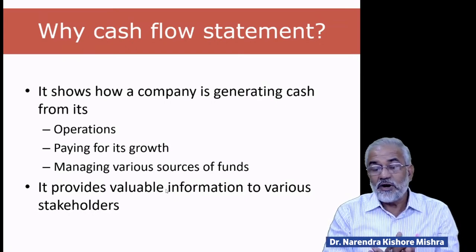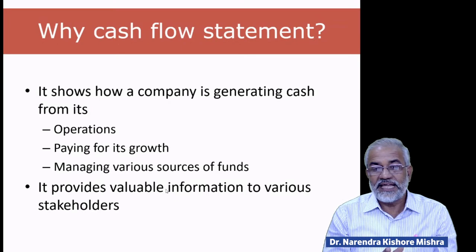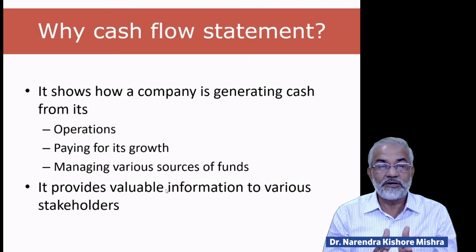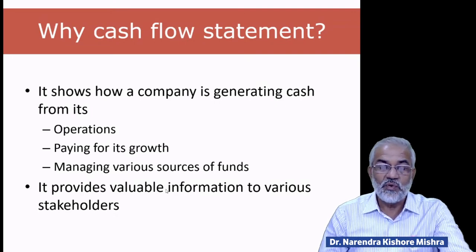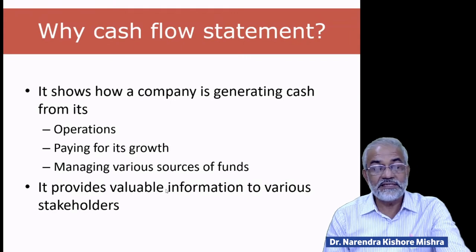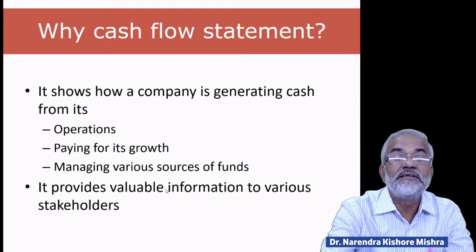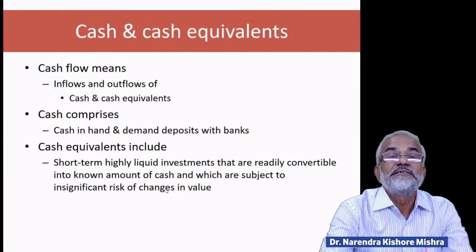For determination of the operating flow of cash, there are 2 ways in the hands of the organization. While preparing the cash flow statement, there are 2 methods for determining the operating flow of cash. One is the direct method and the other one is the indirect method. In case of the direct method, what happens?